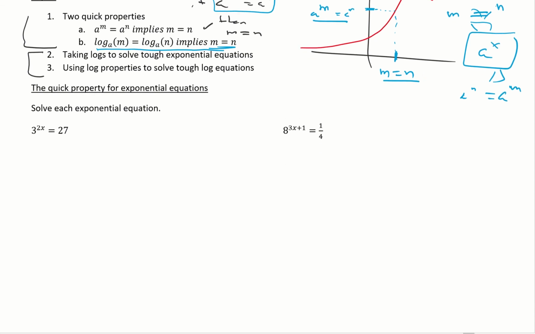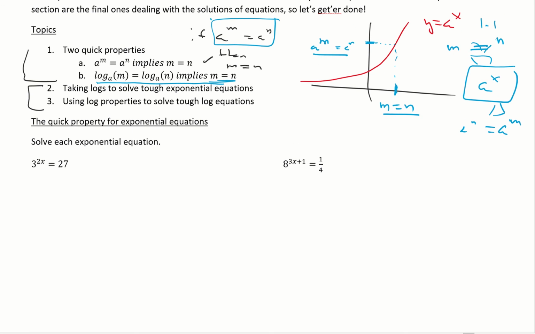These are the first types of problems that you study. Quick property for exponentials and a quick property for the logarithms as well. The exponentials don't start off too obvious, do they? It's like 3 to the 2x is equal to 27. What do I do? Well, if we're going to take advantage of a to the m equals a to the n implies m equals n, then we have to get the same base on both sides of the equation.